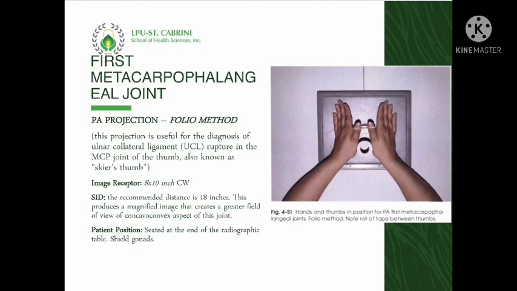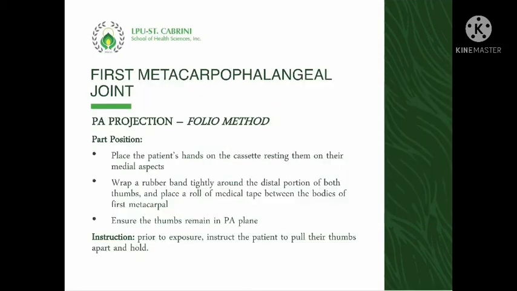For the first MCP joint, we have the PA projection, the Folio method. In this examination, the hand is being radiographed bilaterally. This projection is useful for the diagnosis of ulnar collateral ligament rupture in the MCP joint of the thumb. This is also known as the skier's thumb, as this is a common injury for those who ski. The hands of the patient are resting on their medial aspects.